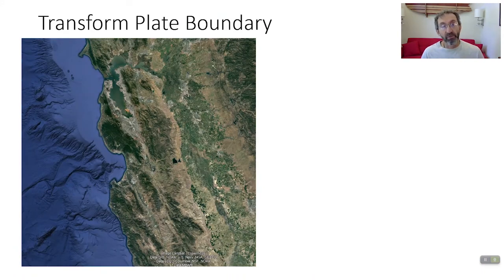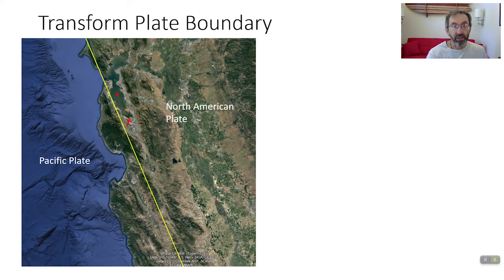And the final type of plate boundary is a transform plate boundary. As you can see, we're looking at the Bay Area. So here's the Bay right there. Here's San Jose right here. And as I'm sure most of you are aware, we have the San Andreas Fault right in our backyard. So the yellow line here is the San Andreas Fault. So that's a transform plate boundary. And a transform plate boundary is characterized by having two plates sliding past each other.